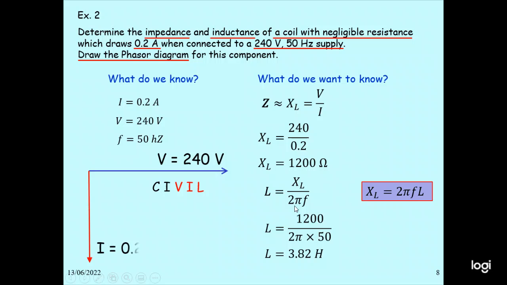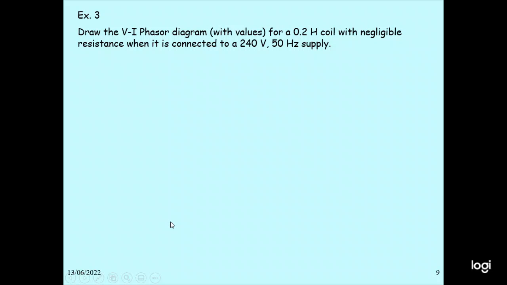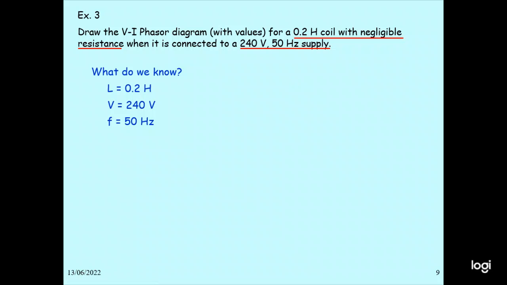Then you got the diagram, the body. Here, this is current. So this is a phasor drawing diagram. Draw the V, I, power phasor diagram with the value for the 0.2 Henry coil with a negligible resistance when it is connected to the 240 volt 50 hertz supply. What do we know? L is equal to 0.2 Henry, V equal to 240 volt, f is 50 hertz.